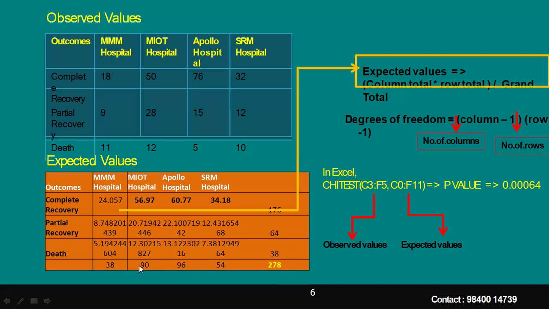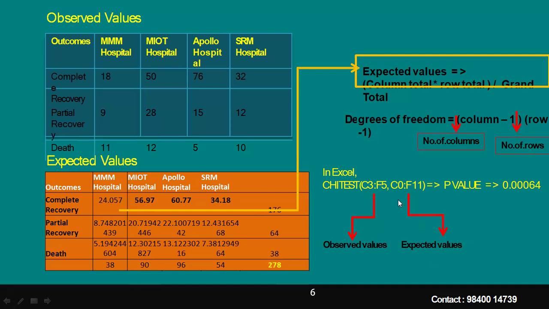And 90 is your column total and row total divided by grand total, you'll get this one. Something like this, you'll get. And then partial recovery also, find out the same thing, okay? So here degrees of freedom is columns minus 1 times rows minus 1. How many columns? Four columns. Minus 1 is 3. And rows, 1, 2, 3 rows. 3 minus 1 is 2. That's our degrees of freedom.